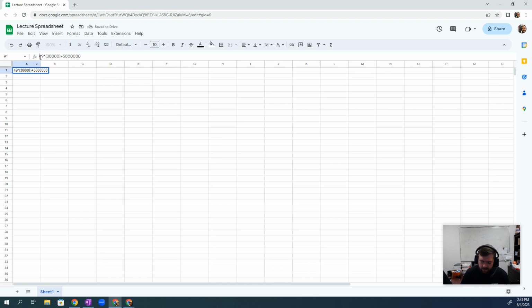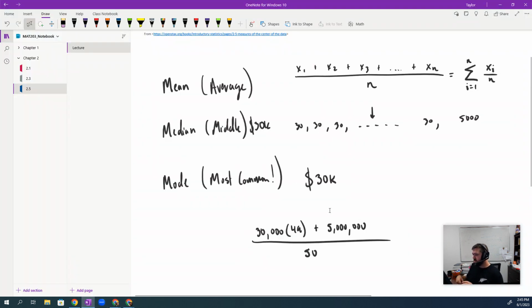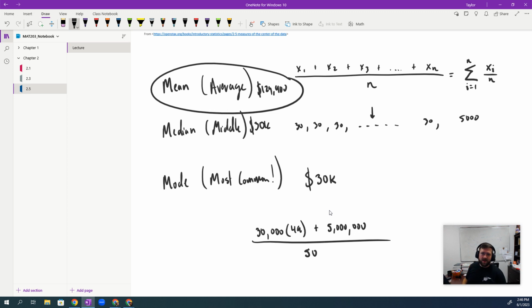Oops, forgot to put an equal sign. And then we're going to divide that by how many salaries there were, which were 50. Yeah, 129,400. So the average is 129,400. Do you think that $129,000 a year really represents the center of our data?